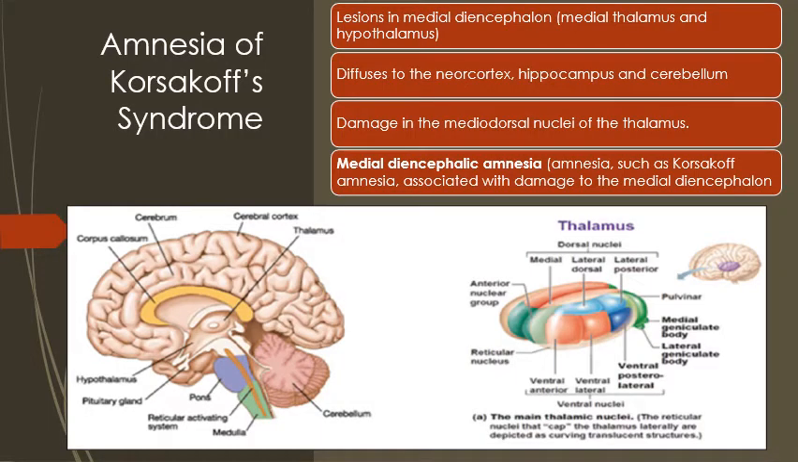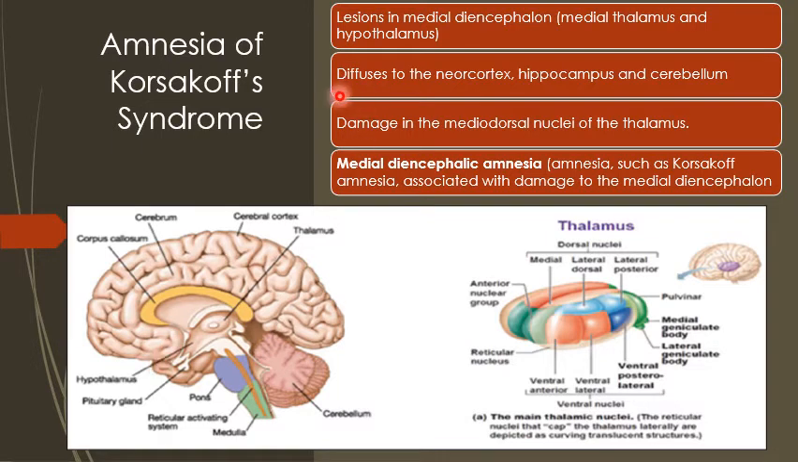So what are the specific brain areas responsible for amnesia of the Korsakoff syndrome? Here, lesions in the medial diencephalon. Again, the diencephalon is made up of the thalamus and hypothalamus. In this picture, this is the diencephalon drawn apart, so you have the thalamus and the hypothalamus. So lesions in the medial diencephalon, so medial thalamus and also medial hypothalamus.